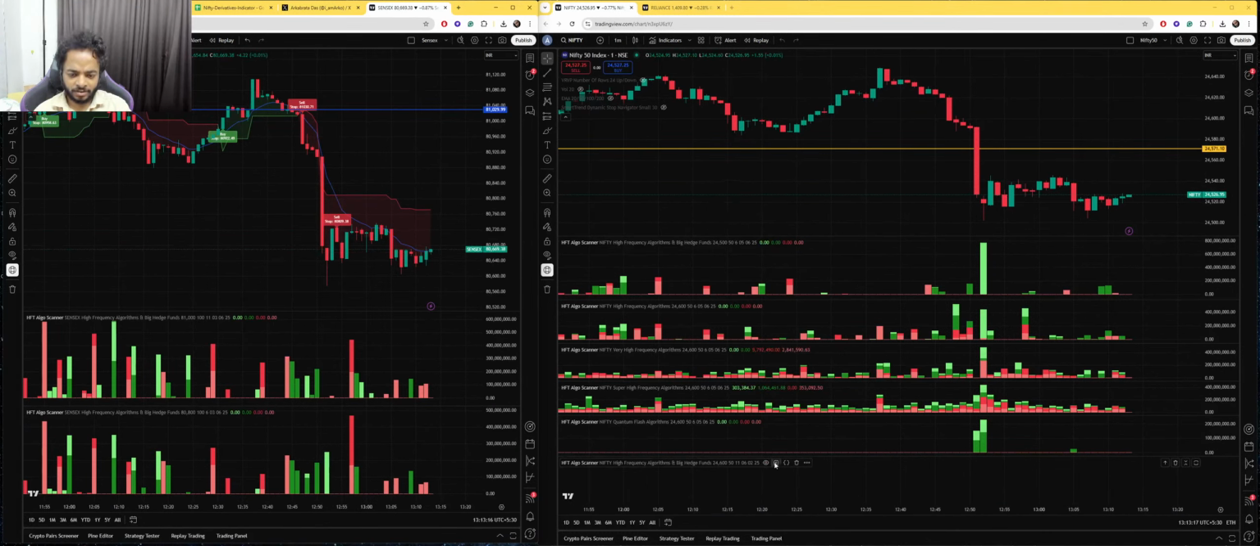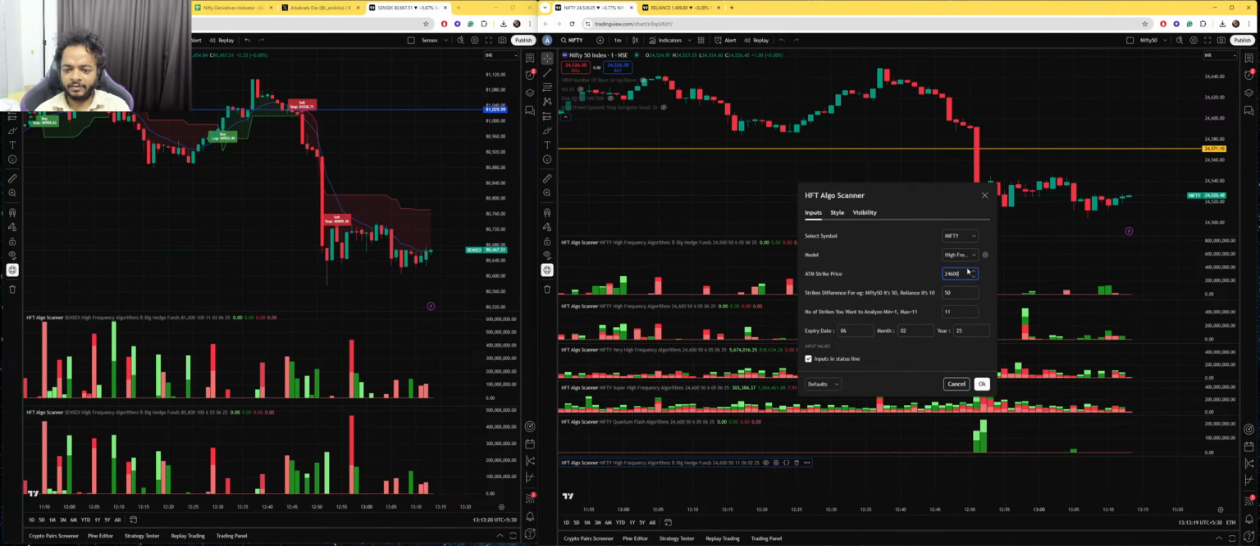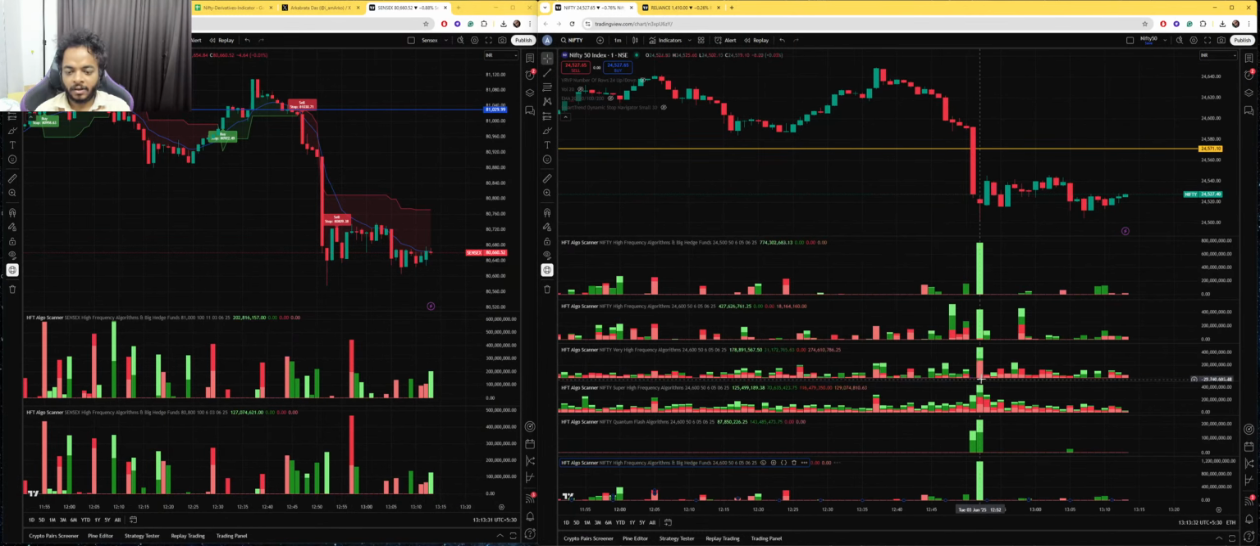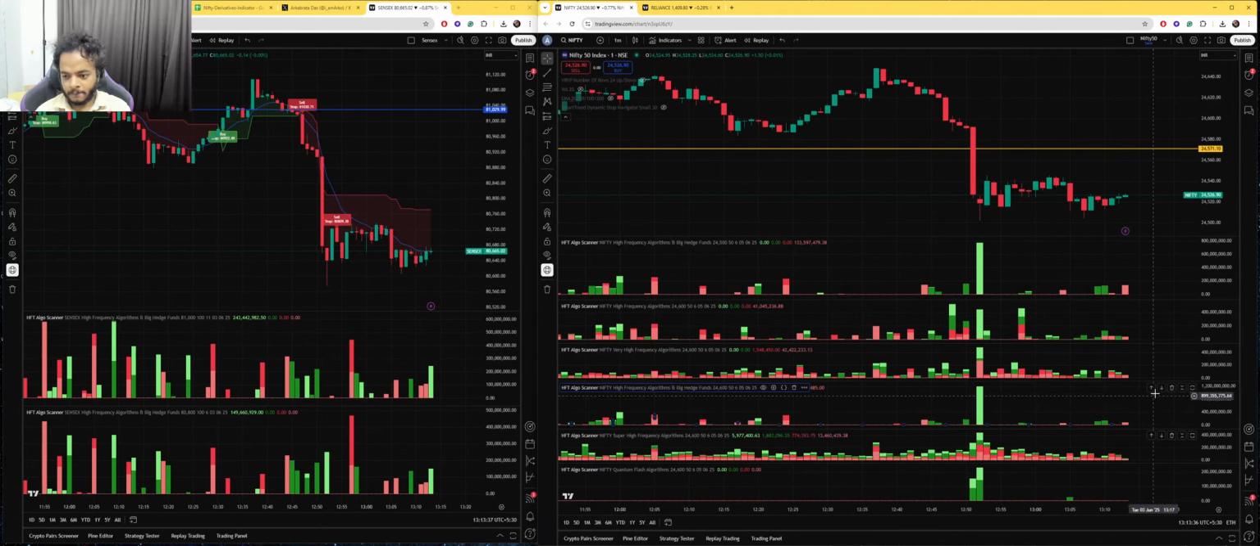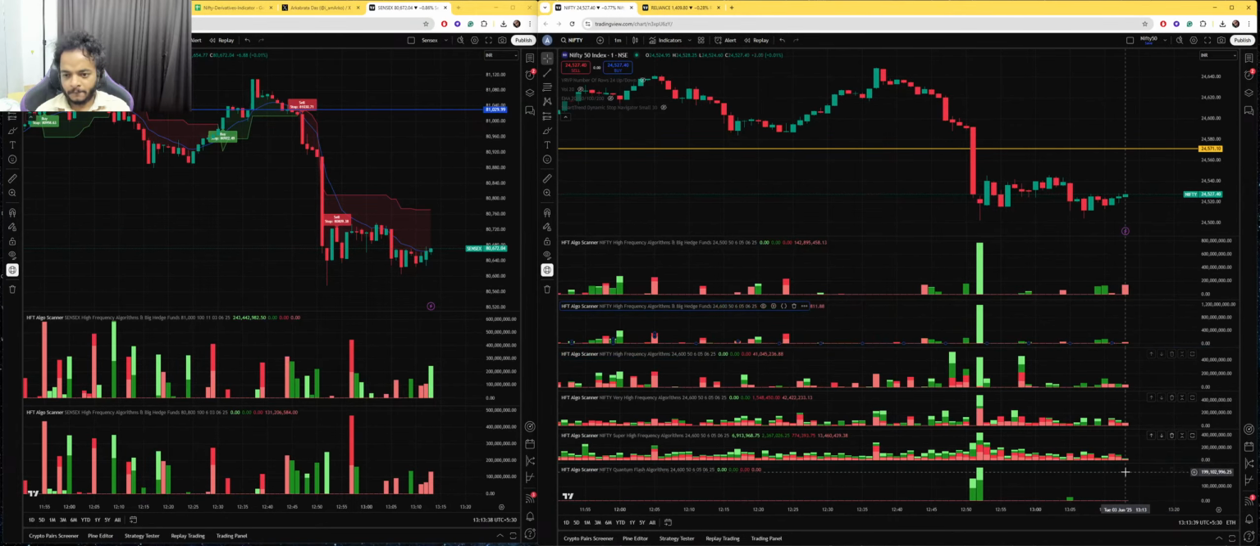So coming down to here, that is the high frequency ready for 650. These two are the same model. One is with respect to the 24,500 and the other one is with respect to the 24,600.